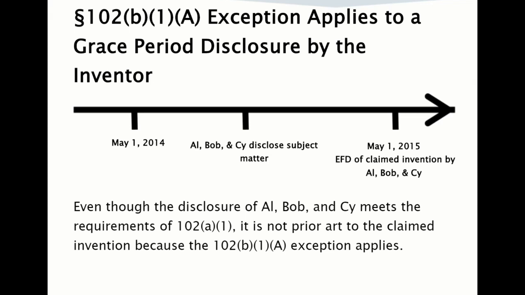We also note that the disclosure is by the inventive entity, Al, Bob, and Cy. In this case, even though the anticipatory disclosure of Al, Bob, and Cy would fall within the confines of 102A1, it cannot be considered prior art because it was made during the grace period by the inventive entity. Consequently, we cannot reject the claimed invention using that disclosure.